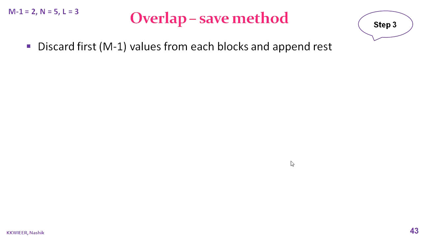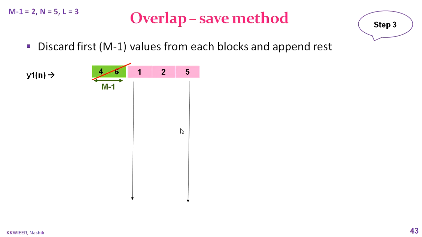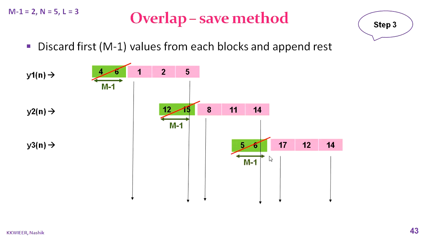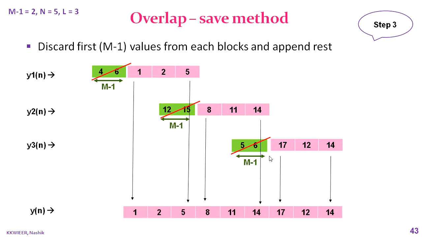For that, the last step, that is discard the first m minus 1 values from each block and append the rest. So y1 of n will be 4, 6, 1, 2, 5, right? That we have calculated just now. We are going to discard first m minus 1 values and we will take 1, 2, 5 as it is. y2 of n, again discard first two values 12 and 15 and take 8, 11, 14 as it is. And y3 of n, discard 5, 6, take 17, 14 as it is. So your final y of n will look like this.